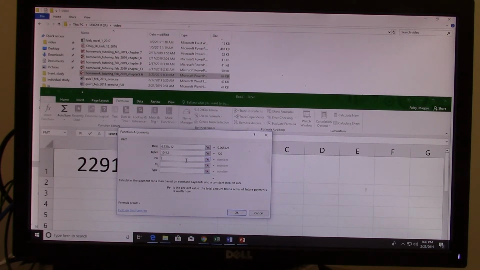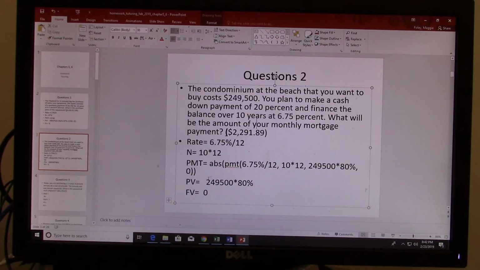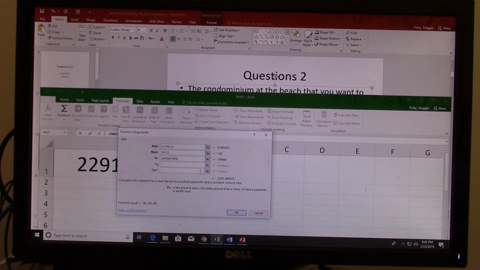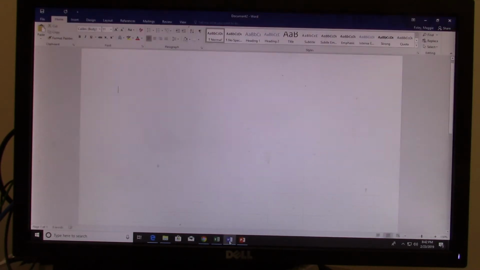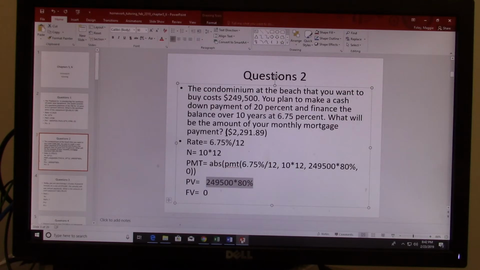PV is how much you borrowed. So this is the amount you borrowed. Future value is 0. Again, we can ignore type because we assume the payment will be made at the end of each month. So click OK. You see it's the same answer, but it's just negative. Again, don't be bothered by the sign. You can add ABS in the front to get rid of the sign. So it's not a big problem. Okay, so this is this question.